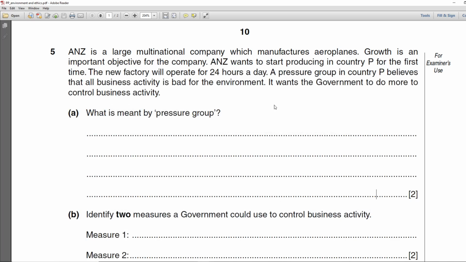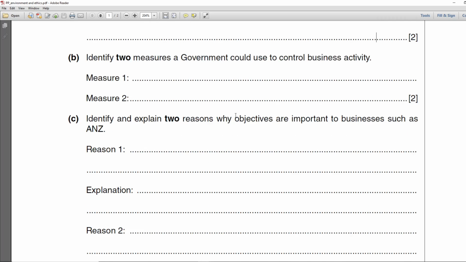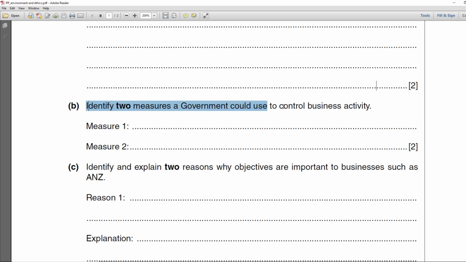And then when we go to question B, what do you think they can do? Okay, lower interest rates, taxes, laws. So talk about the government policies.